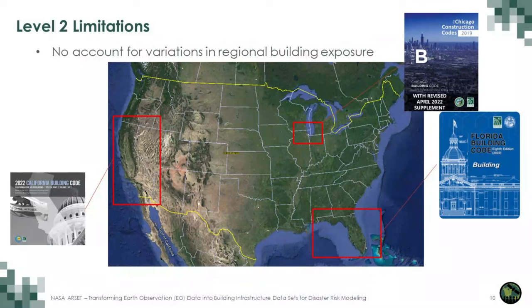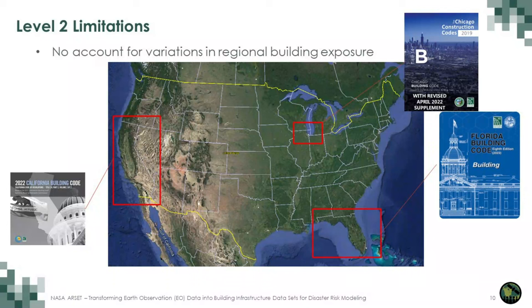Well, here's one of the big limitations of level 2 exposure databases. Basically, it accounts for no variations in regional building exposure. Remember that this is a national level database, so you're going to have maybe some small variations in building type, population exposed, replacement cost. But what it doesn't take into account are these regional variations.